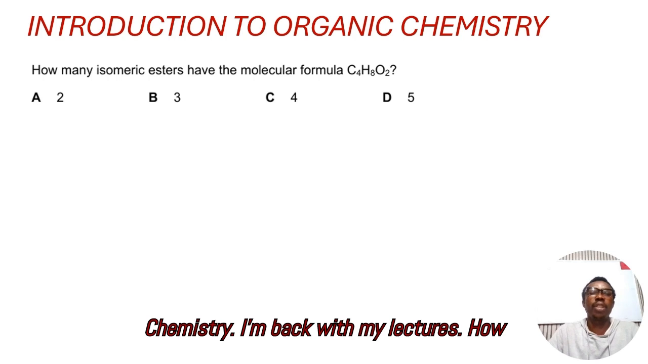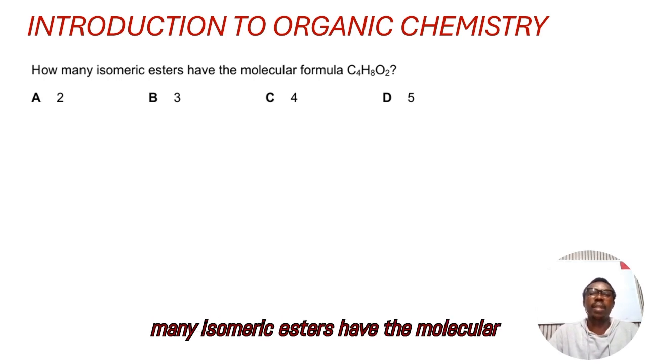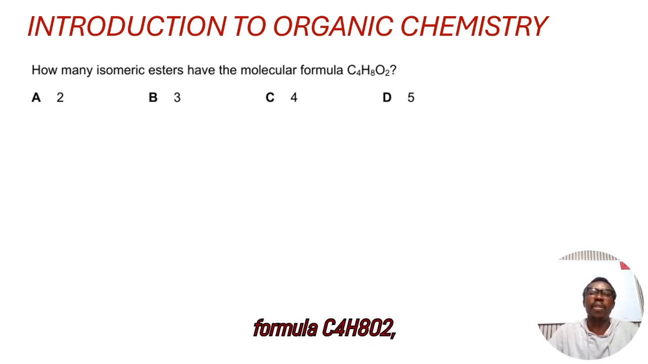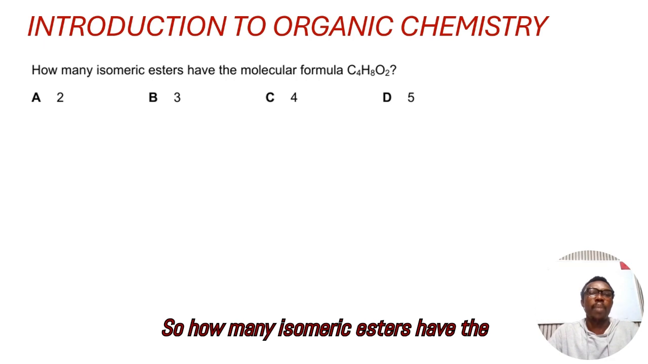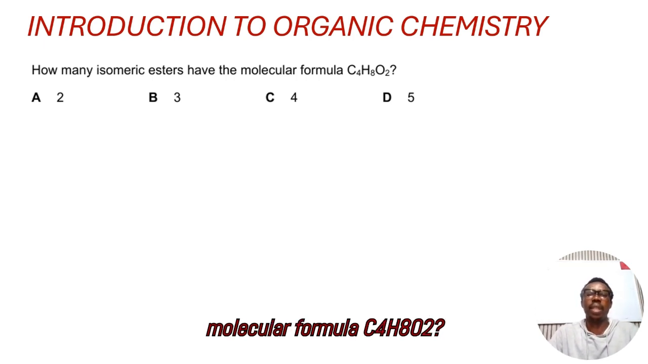Still on Introduction to Organic Chemistry. I'm back with my lectures. How many isomeric esters have the molecular formula C4H8O2, which is still on isomerism? So how many isomeric esters have the molecular formula C4H8O2?